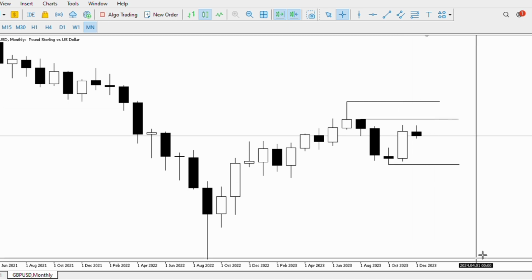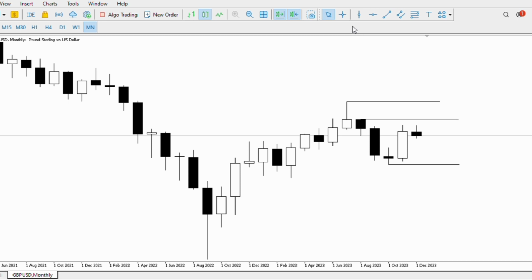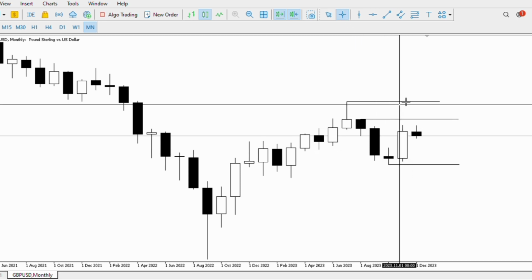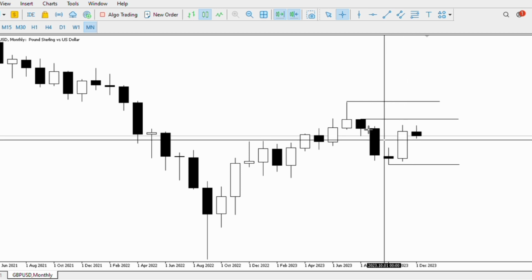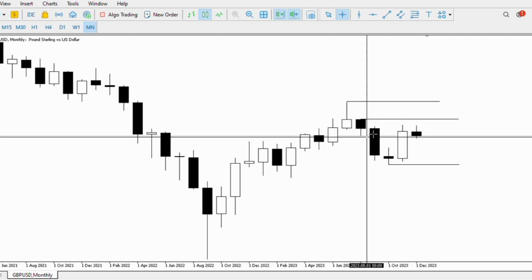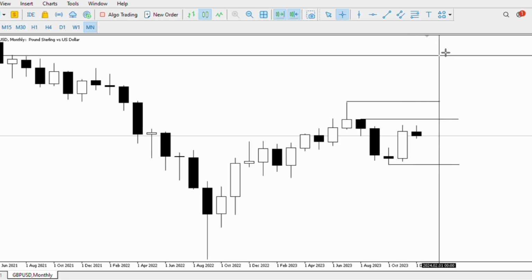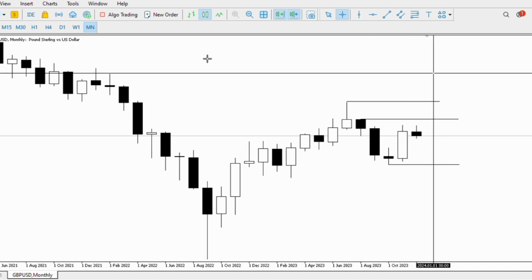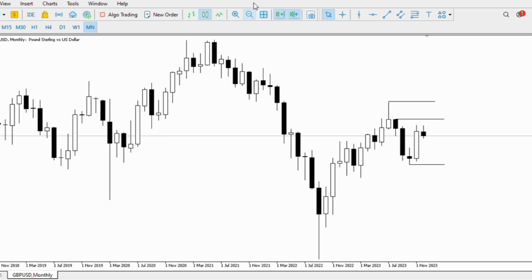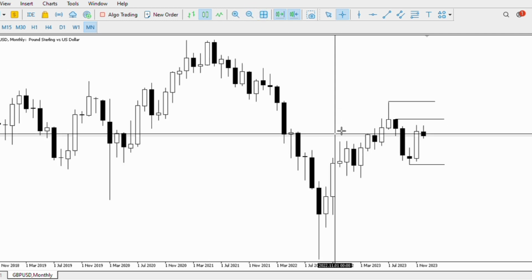But that being said, if price breaks this high and breaks this high and keeps heading higher, it simply means that the bias of this being a bearish market is wrong, and instead price wants to continue an upward pattern. And if price wants to keep heading higher, we still have some significant areas right here.